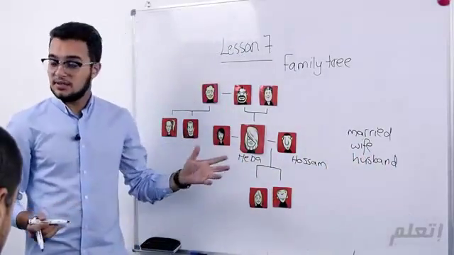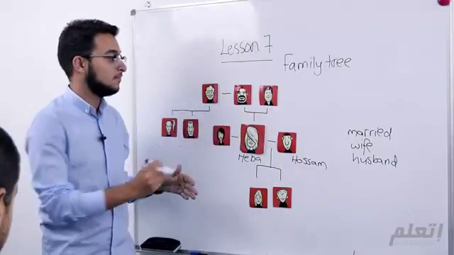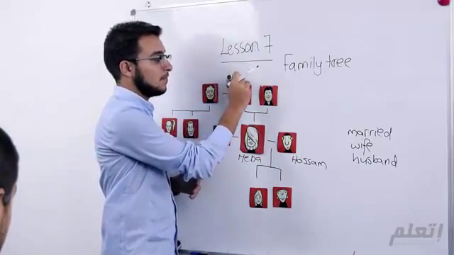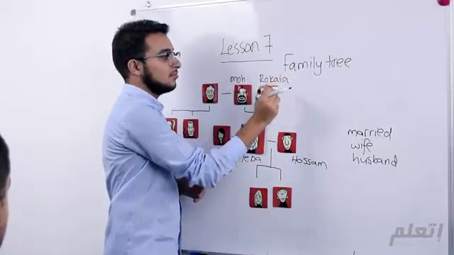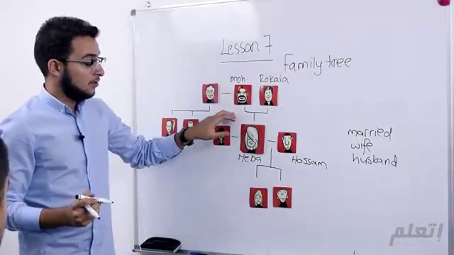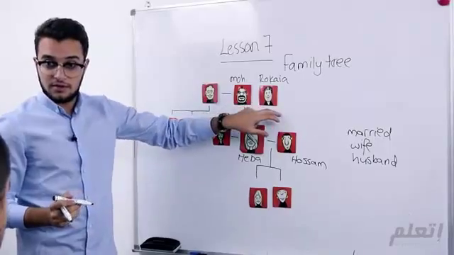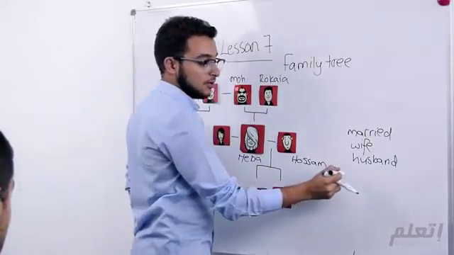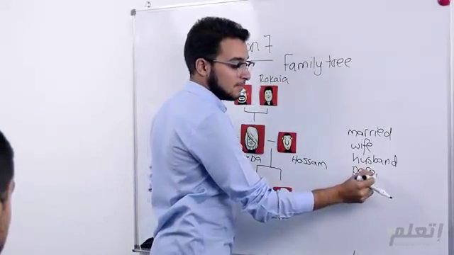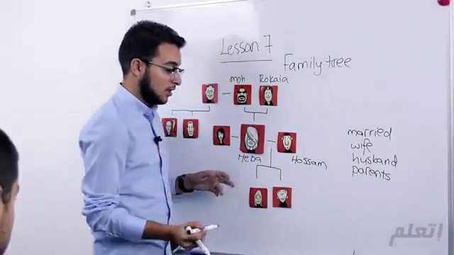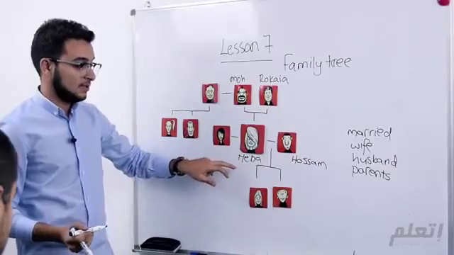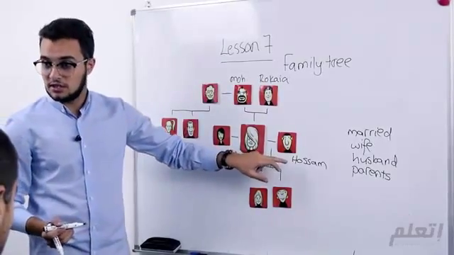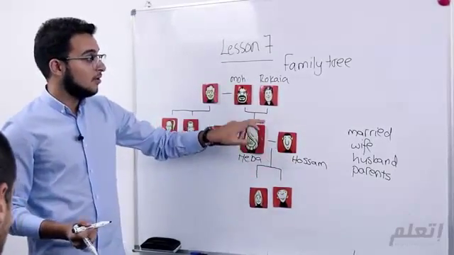Okay, Hiba's mother and father, Muhammad and Ru'ayya, those are Hiba's mother and father. So for Hiba, they are her parents. Okay, now, Hussein got married to Hiba, and Hussein is Hiba's husband, and Hiba is Hussein's wife.